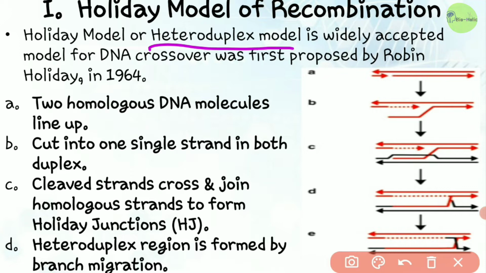First of all, two homologous DNA molecules line up. Then a cut in one single strand in both duplexes occurs. Then the clipped strands cross and join the homologous strand to form Holliday junction. So this is the Holliday junction. And lastly, heteroduplex region is formed by the branch migration. This is the heteroduplex region or hybrid duplex. Okay.